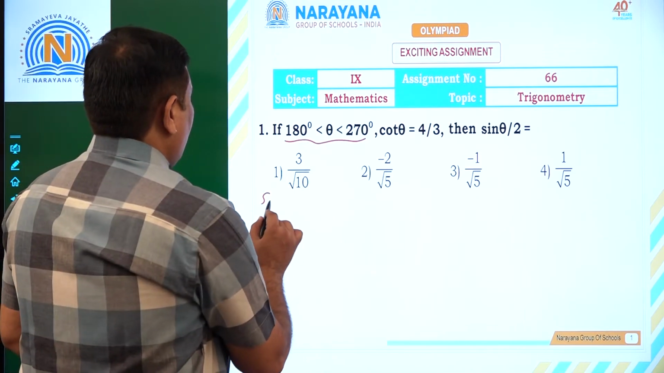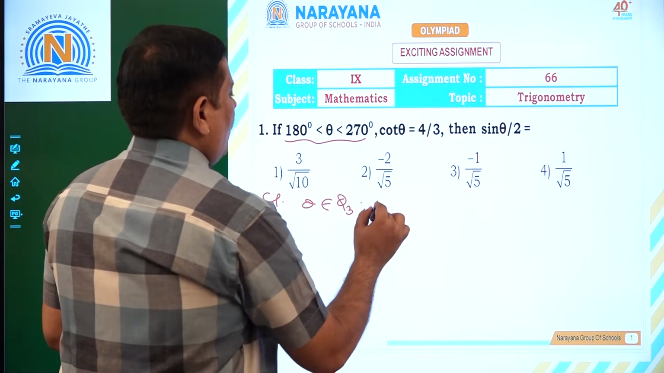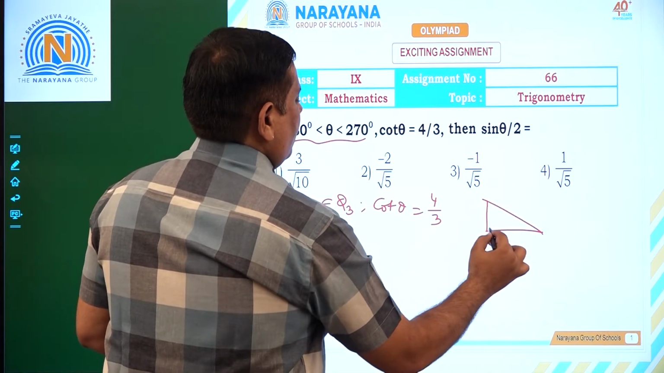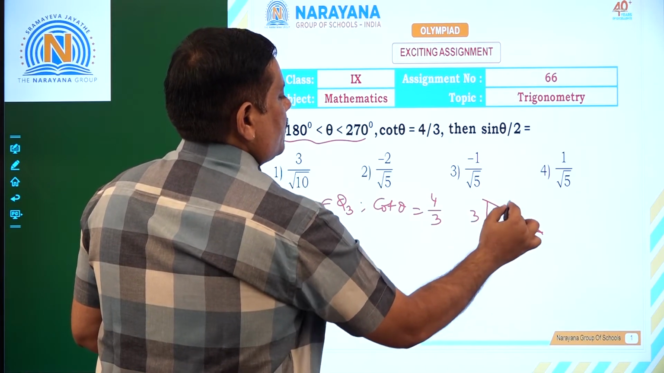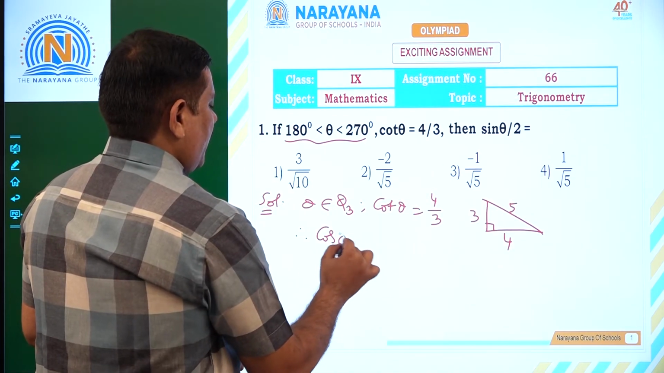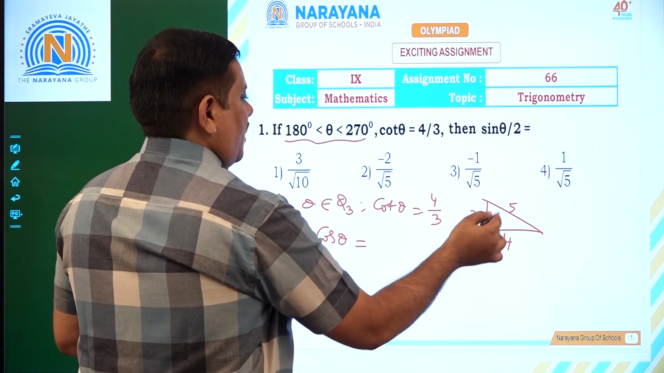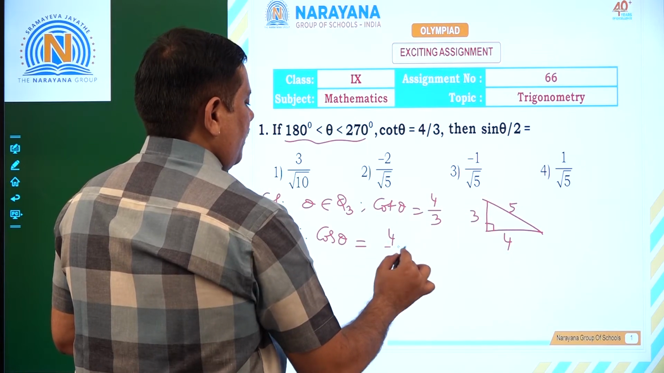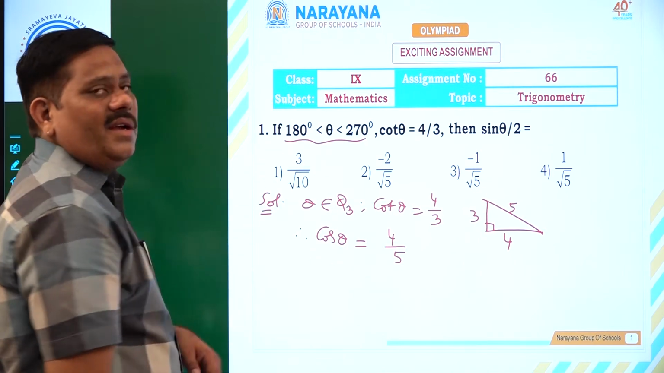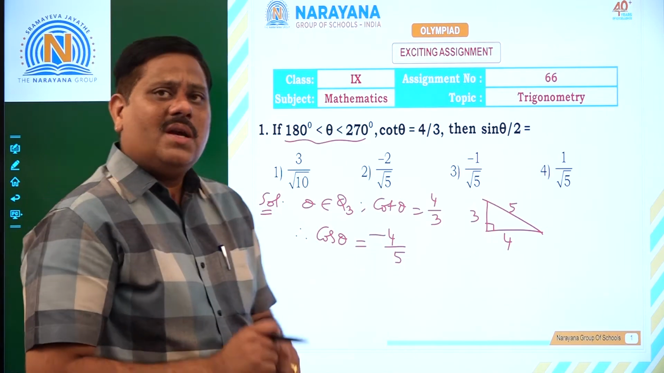Fine. Now we are given theta belongs to quadrant 3. Next, cot theta is 4 by 3. So if you take the right triangle 4 and 3, the hypotenuse will be 5. Using this we can find out cos theta. Cos theta, according to the triangle, is 4 upon 5, adjacent by hypotenuse, but theta is in quadrant 3. In quadrant 3 cos is negative, so it is minus 4 by 5.